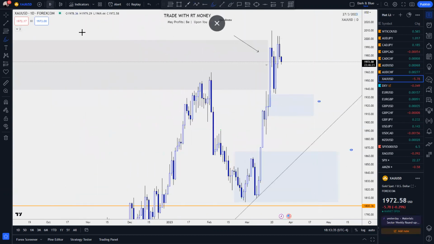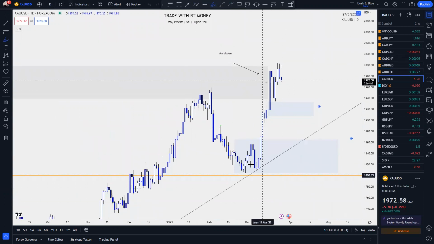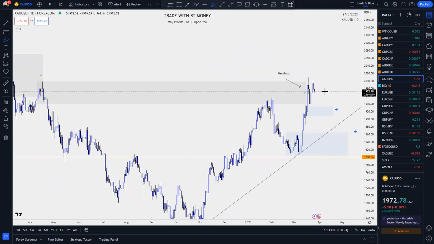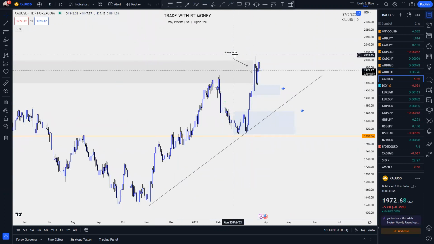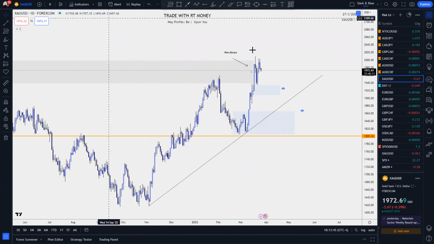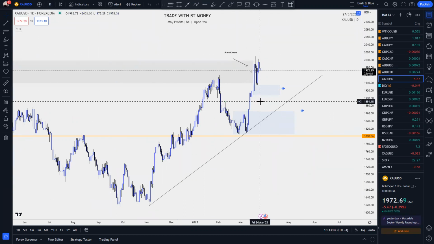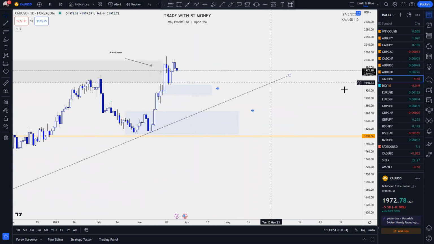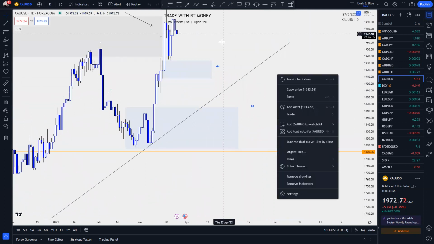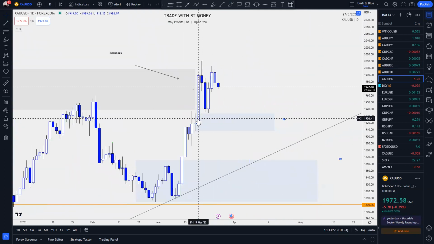All right, this is the gold, and I believe this is the last one. Going into gold, what do I have? Marubozu. Why do I have that written there? Because there's a Marubozu candle. I can't even get this thing right. It's a Marubozu candle right there.